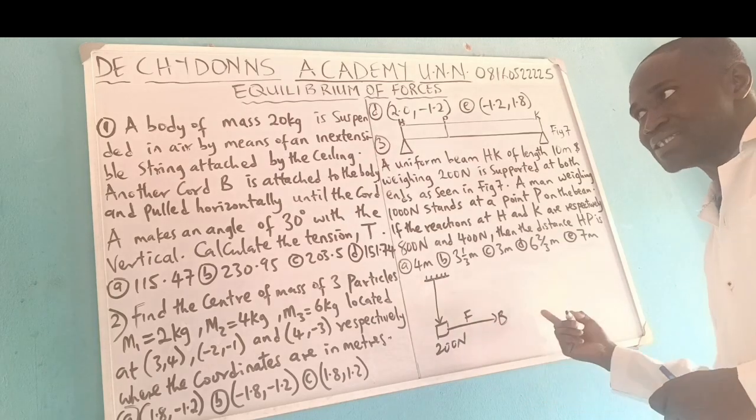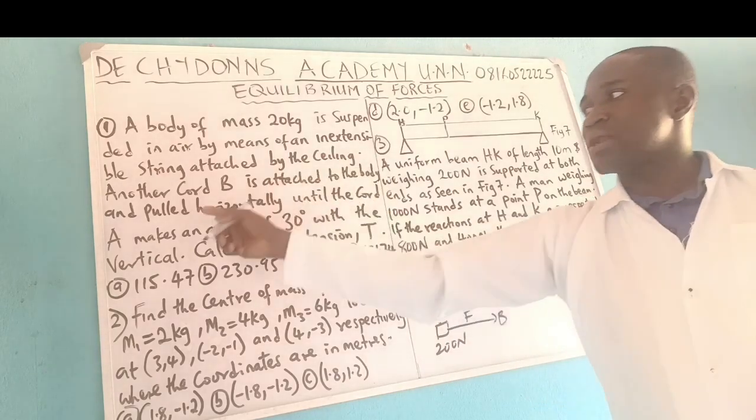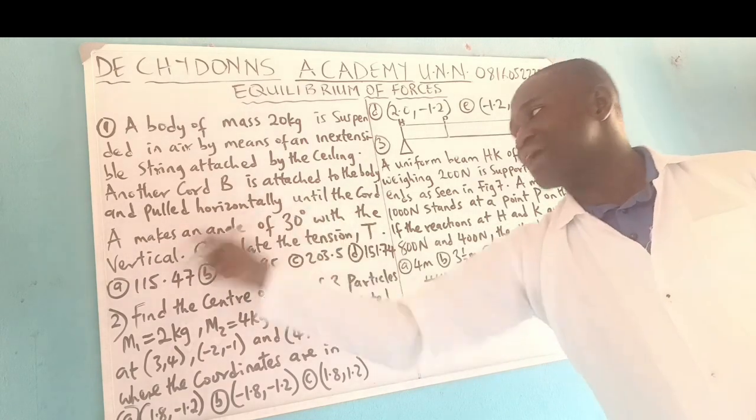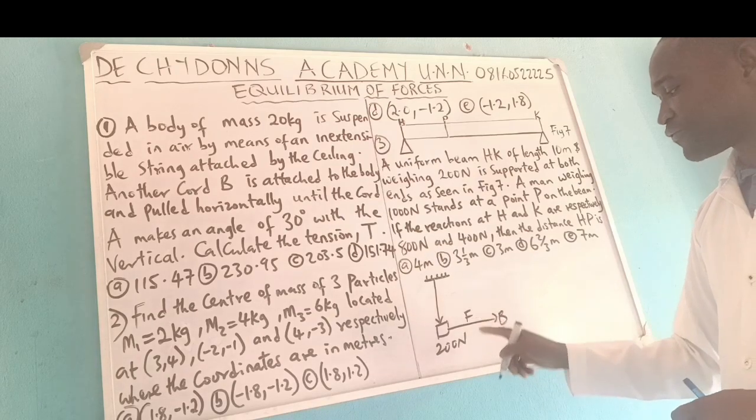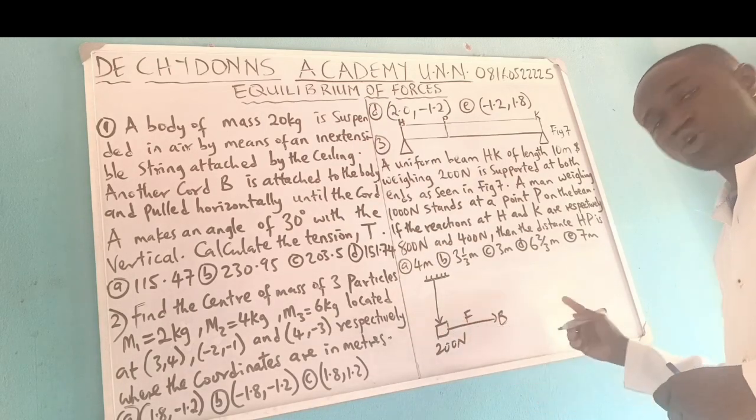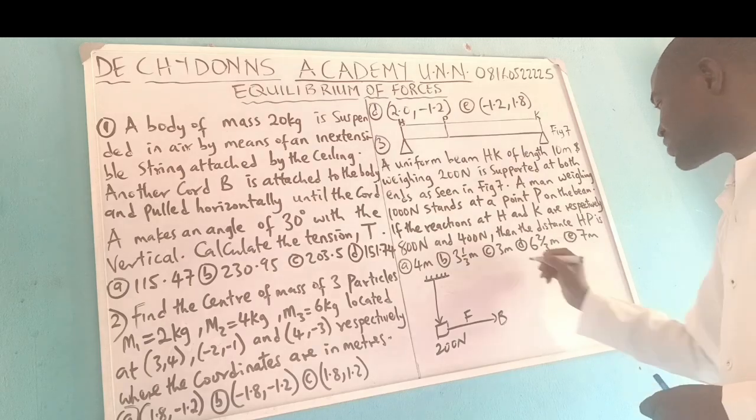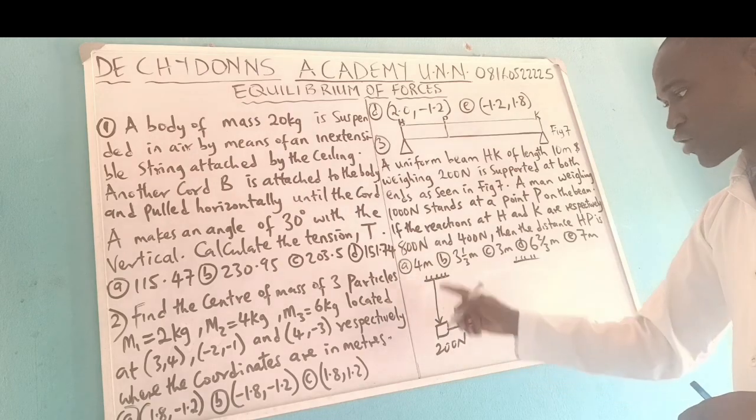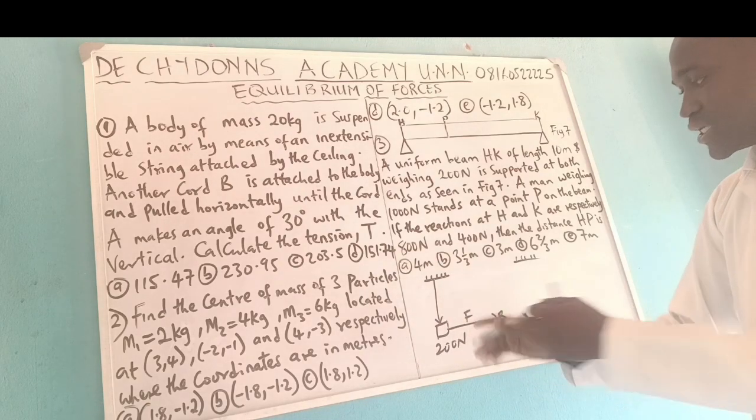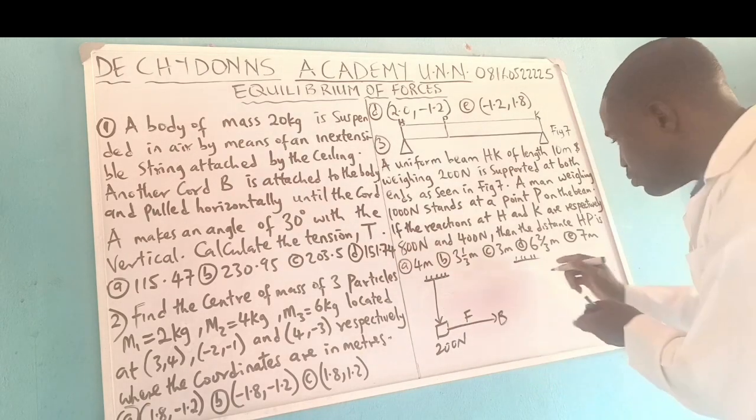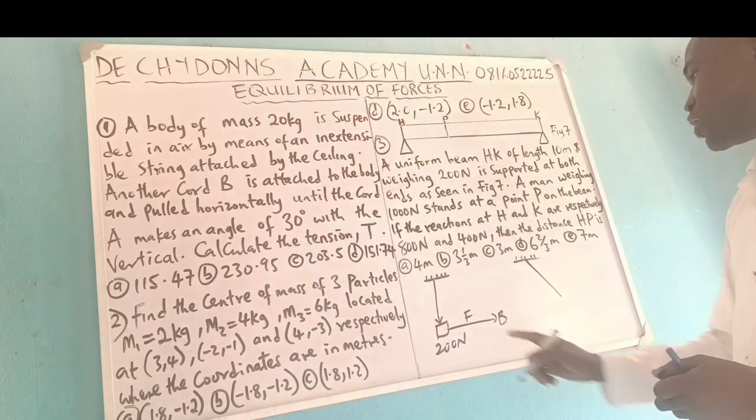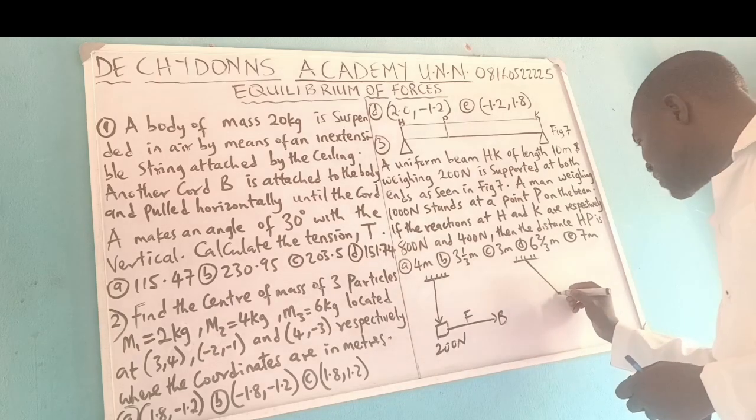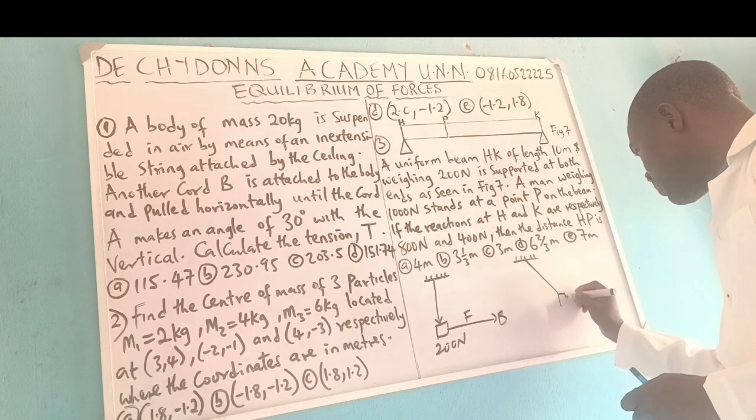dragging it this side. Another cord B is attached to the body and pulled horizontally, and the cord A makes an angle of 30 degrees with the vertical. So when a force F is dragging it horizontally, what it means is that this vertical string you are seeing here will no longer be vertical, because when it's dragged, it will now move to something like this. So it will no longer be vertical again. It will now be bent, because something is dragging it. And this is the body.